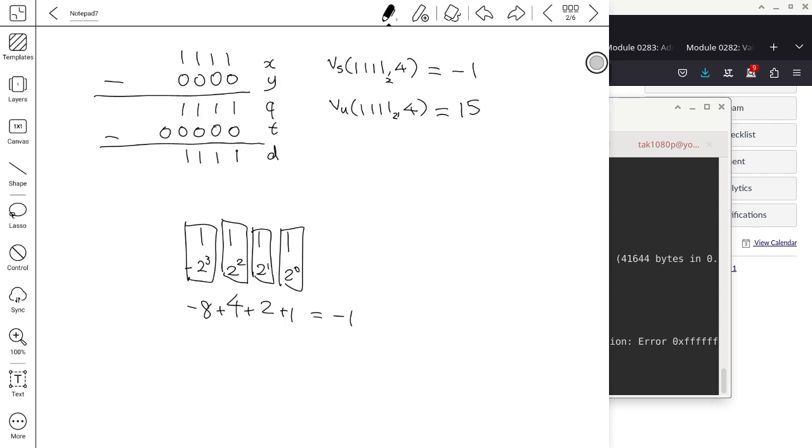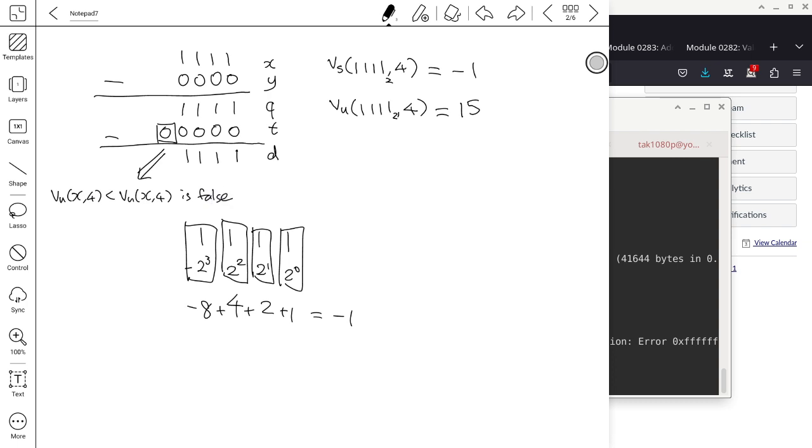So now we switch back to the example. In this case, that's a zero. So this zero is telling us that VU X is less than VU Y is false.